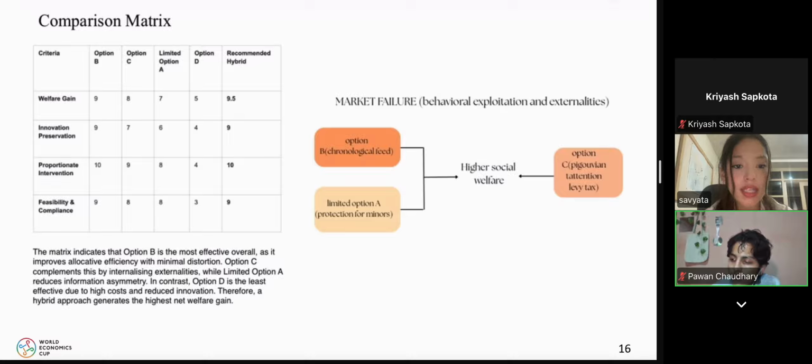The recommended policy is to implement option B through a chronological default to reduce status quo bias, option C via an attention levy to internalize external costs, and limited option A by restricting sensitive data use to improve transparency. Option D should be rejected as it risks market distortion and reduces innovation.